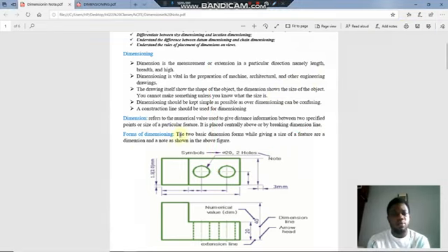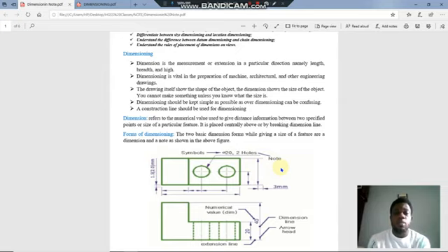So the next thing is form of dimension. The two basic forms of giving the size of a feature are the dimension and the note. In technical drawing, we communicate with lines, shapes, symbols, and also with letters. While lines, shapes, and symbols are used to describe the shape, letters are used to describe parts that cannot be described with lines, and that is when we have the note.